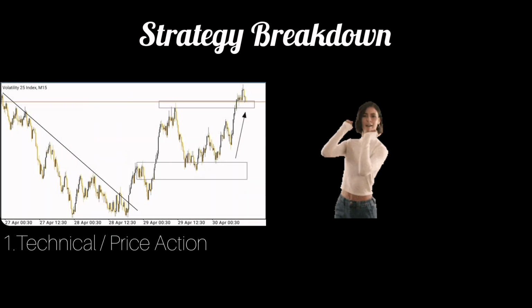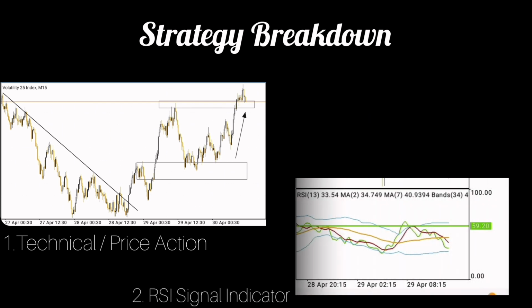Alright, so the strategy itself is divided into two parts. The first part is the technical analysis part of it, and the second part is the indicator, which are both very simple. Now for the first part, which is the technical analysis or the price action bit, it's very simple. We only require to know two things.